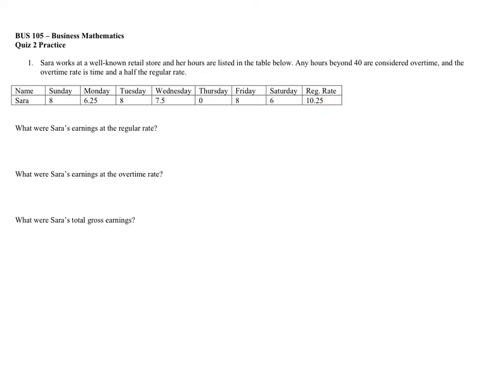Before I even start working on this problem, I'm going to write down the overtime rate: taking 10.25 and multiplying it by 1.5. When I do that, I get 15, but I have to round to the nearest cent, so I get 15.38. That would be the overtime rate.